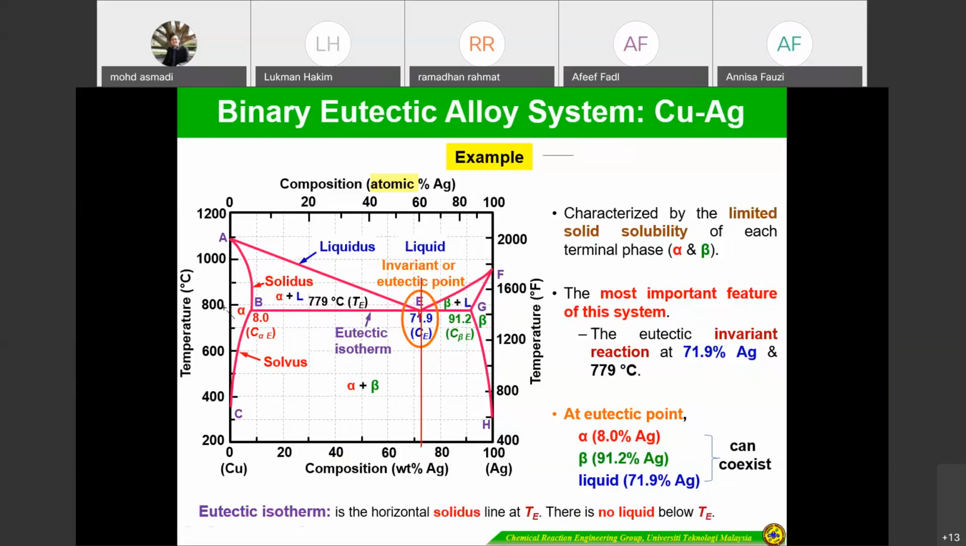And at 779, see, this is the end of the line, right? So just draw this vertical line here and this vertical line here.